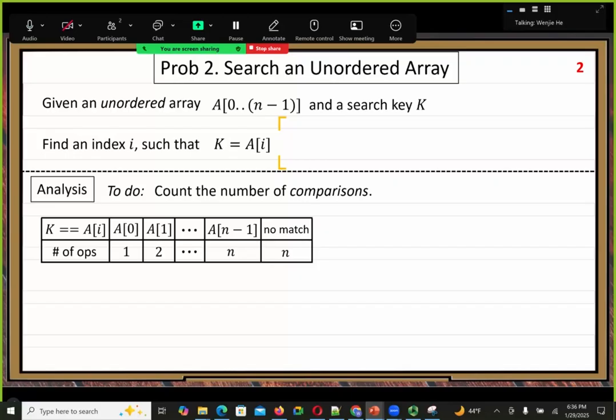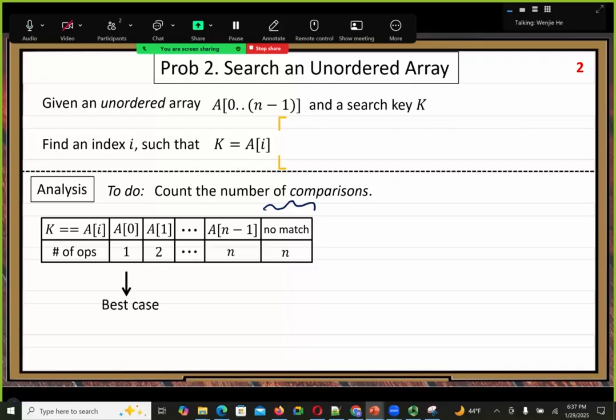Because when you take the average, you also need to consider the no match case. How large is that no match case? You don't know. What's the probability that a given key does not appear in the array? We don't know, right? It's not given. So we need an assumption on that.